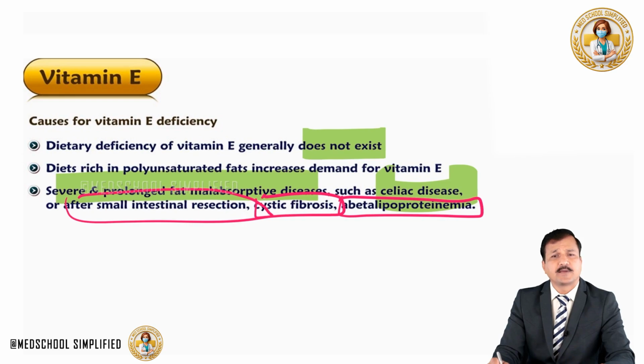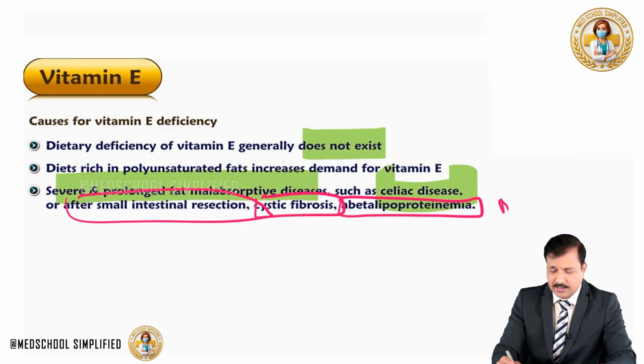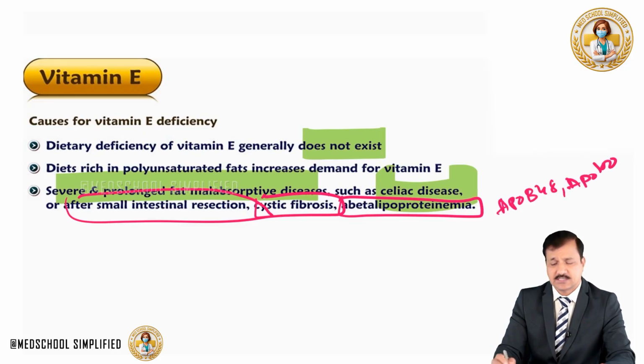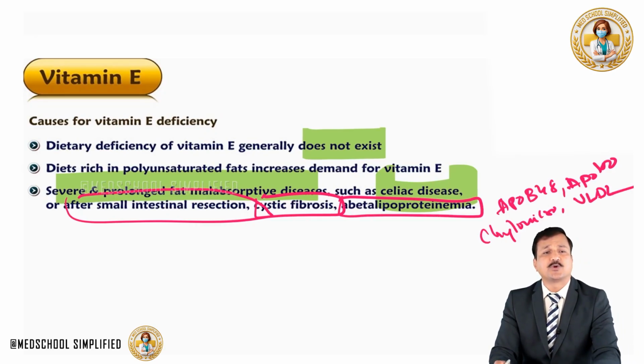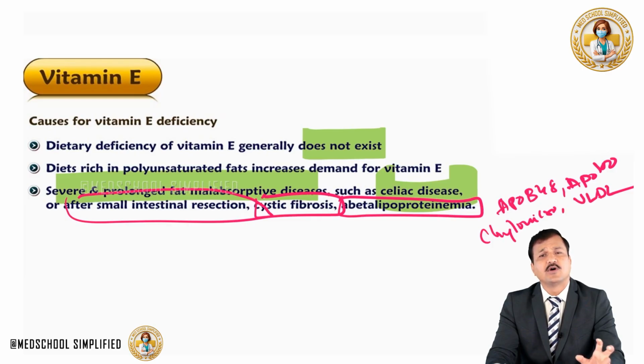Abetalipoproteinemia means the beta lipoproteins, that is ApoB48 and ApoB100, are not synthesized. That means chylomicron synthesis and VLDL synthesis will be decreased. So that means transport of vitamin E from the intestine to the liver is affected, because chylomicrons are not synthesized, and transport of vitamin E from the liver to the peripheral tissues is also affected.